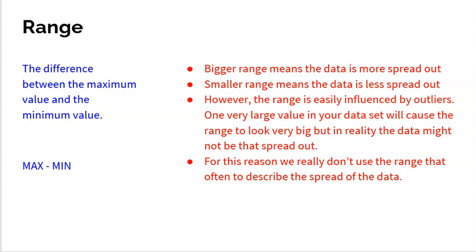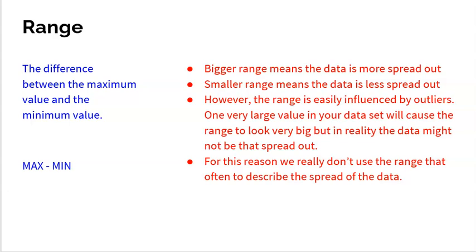All right, so the range is one that I hope everybody's heard before. It's simply the max minus the min. It's the difference between the max and the min. And think about this. If there's a big difference between your max and min, if your range is big, then you're going to get a big number telling you that your data is really spread out. If your max and your min are pretty close to each other, then you're going to get a small range, and it's going to tell you that your data is pretty consistent and not spread out.